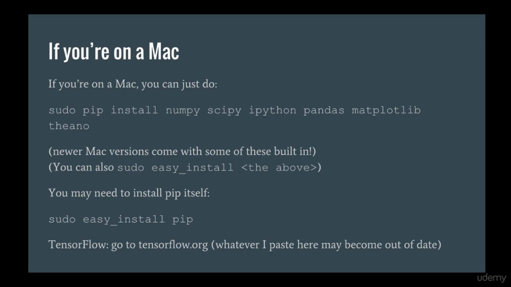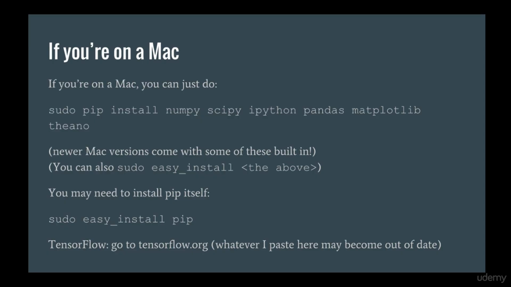You can just install NumPy, SciPy, Pandas, Matplotlib, Theano, and TensorFlow using easy installer pip. Sometimes this stuff can fail depending on the many combinations of versions of each thing that are possible, but usually just Googling your error message will lead you to the right solution on Stack Overflow. If you're on a Mac, you can just do sudo pip install NumPy, SciPy, IPython, Pandas, Matplotlib, and Theano. Alternatively, you can use easy install, which might have a more recent version. You may need to use easy install to install pip itself, which is just sudo easy install pip.